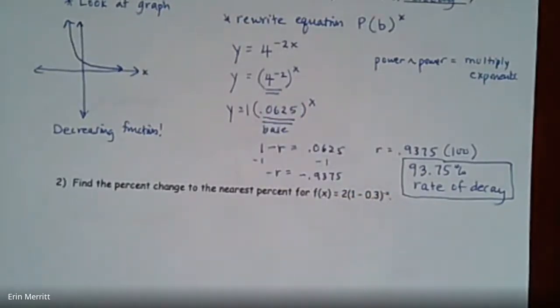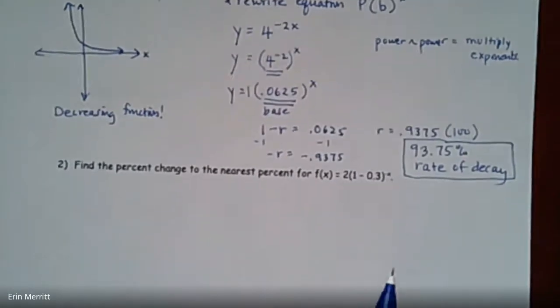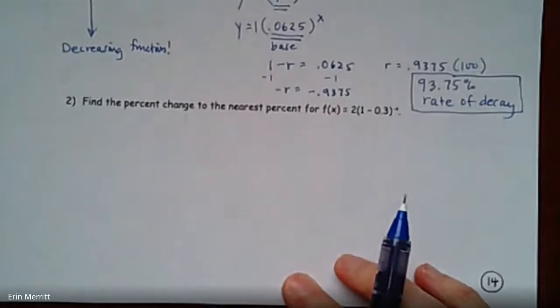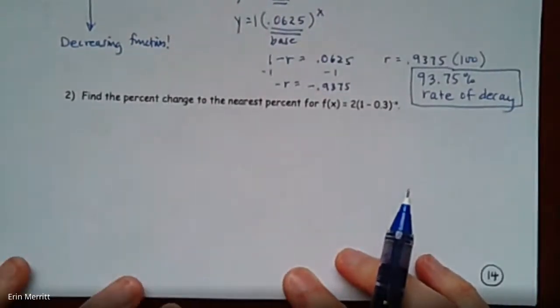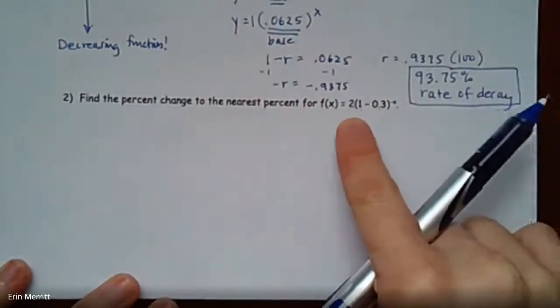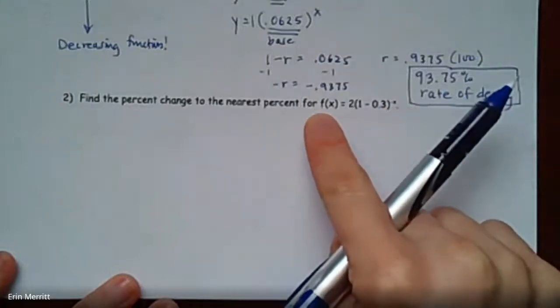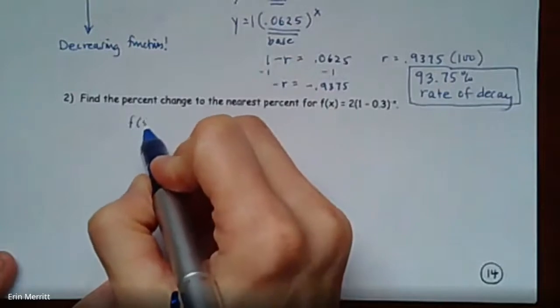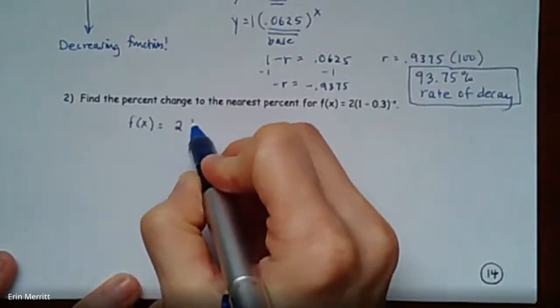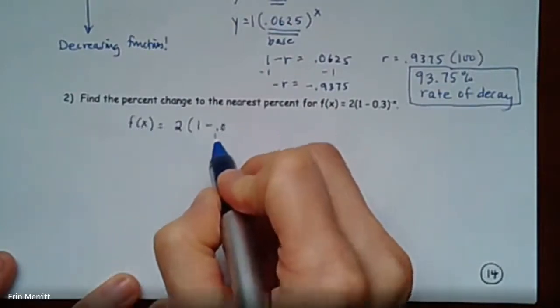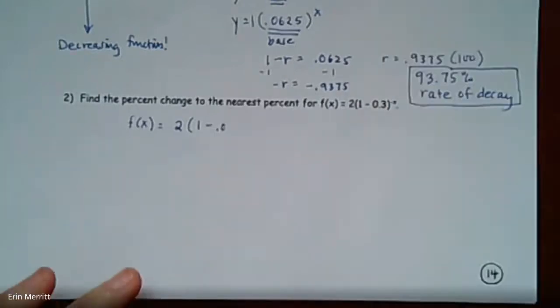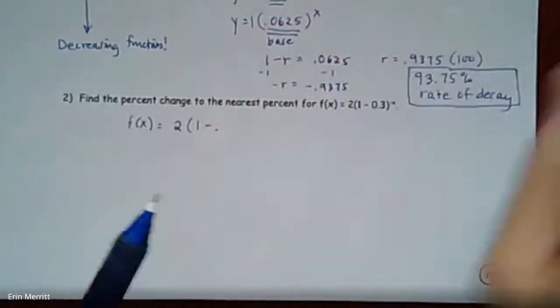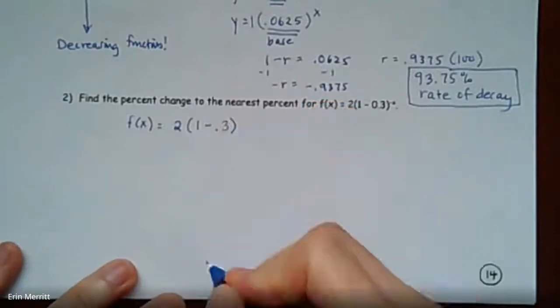Let's try it one more time and make sure that it's clicking for you. So this next one down here at the bottom says find the percent change to the nearest percent. Same type of thing. Don't let the f of x throw you. F of x is the same thing as y, so you could always replace that with y. So 2 times 1 minus 0.3 raised to the negative x power.